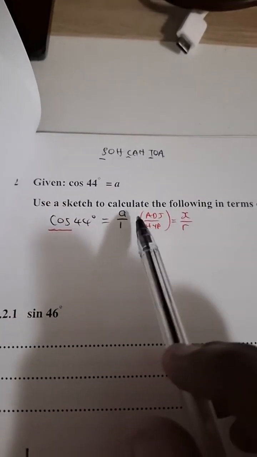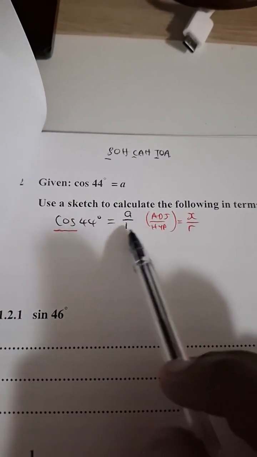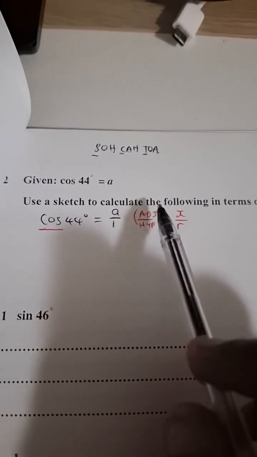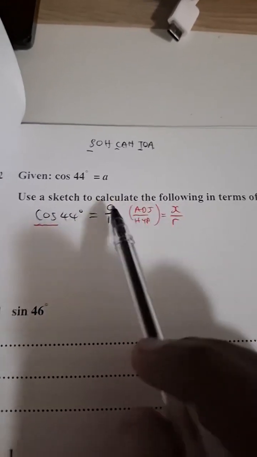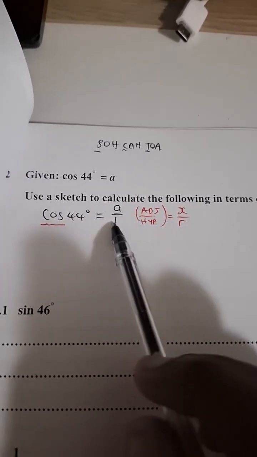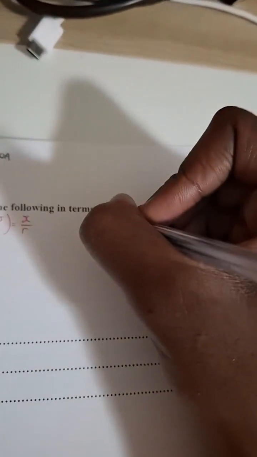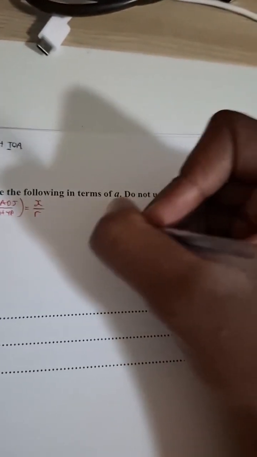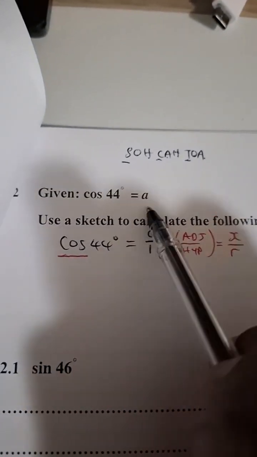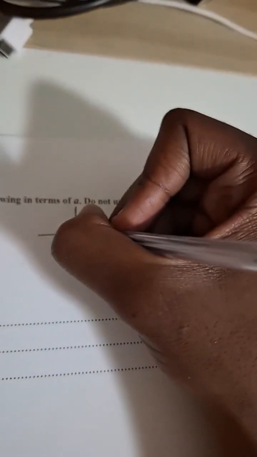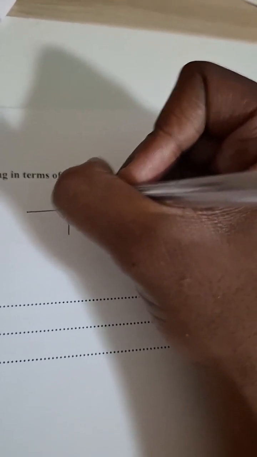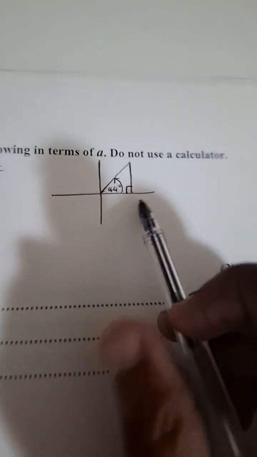So cos 44 degrees, we write this as a ratio fraction, A over 1, but we know that this means my x value is A, my r value is 1. So what I do is I draw a Cartesian plane. I know that cos is positive. We can say in that first quadrant, I'm going to have an angle of 44 degrees, and then I am going to write, obviously, a right angle.